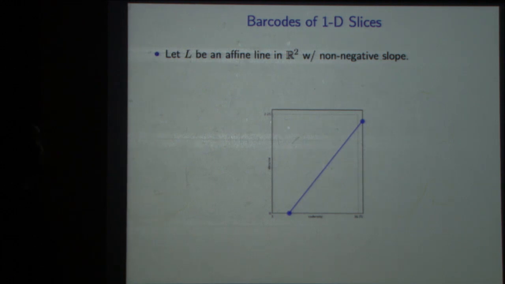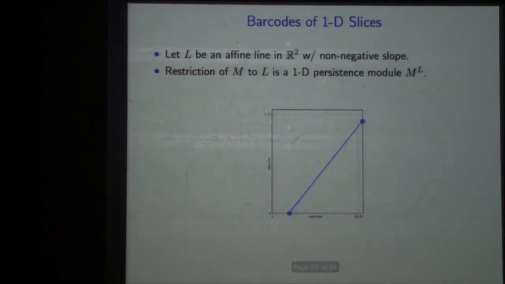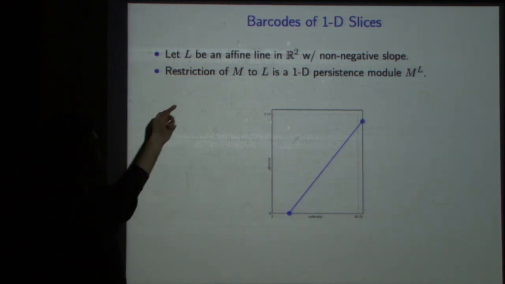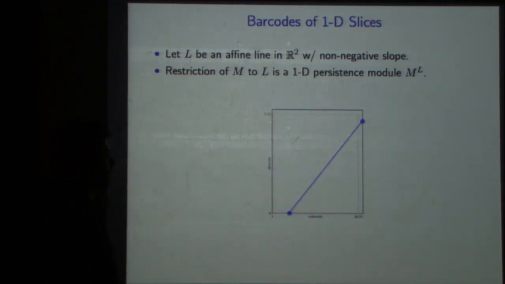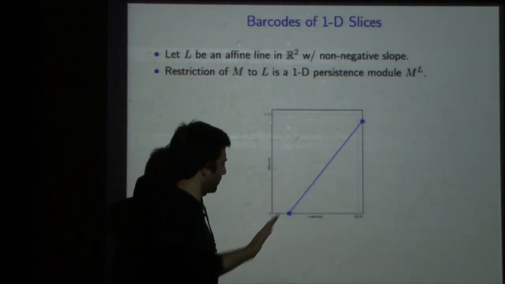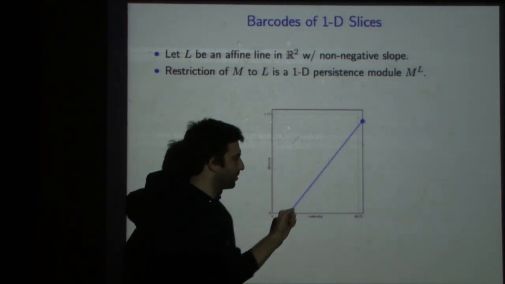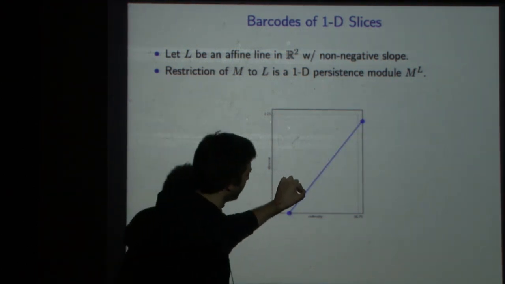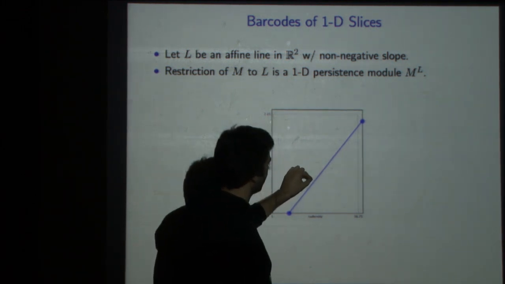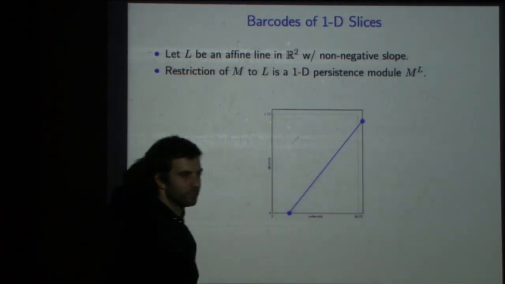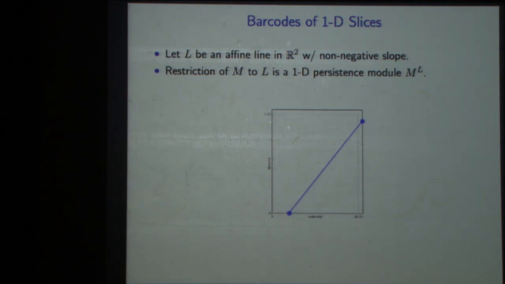So we let L be an affine line in R2 with non-negative slope. And I'm just going to formalize this stuff that I showed you before. The restriction of M to the line L is a one-dimensional persistence module, ML, in the sense that you can think of this as parameterized by the real line. At every point I have a vector space, and for any pair of points, I have a map forward from one vector space to the other. So I have a full-fledged persistence module.